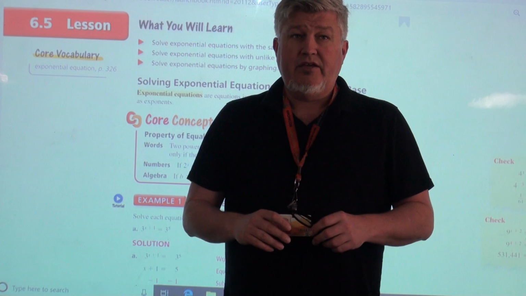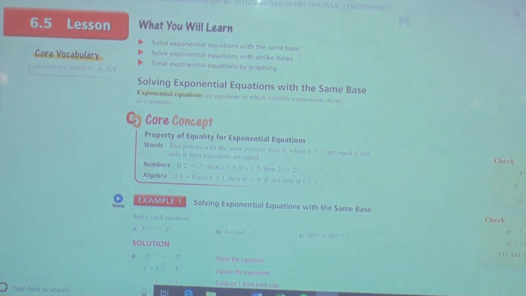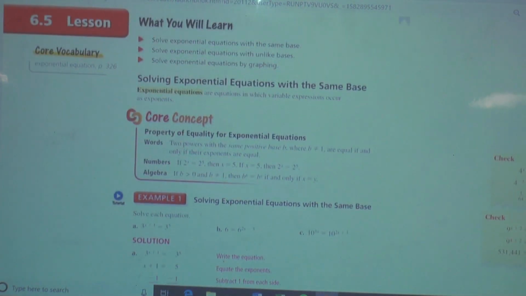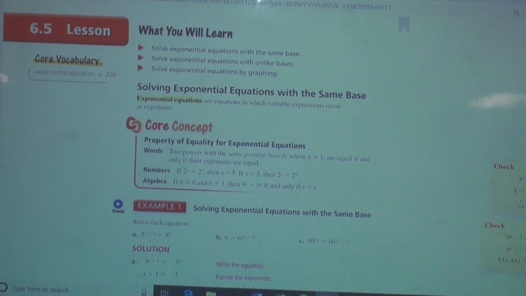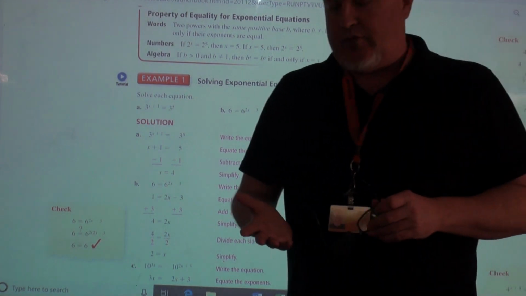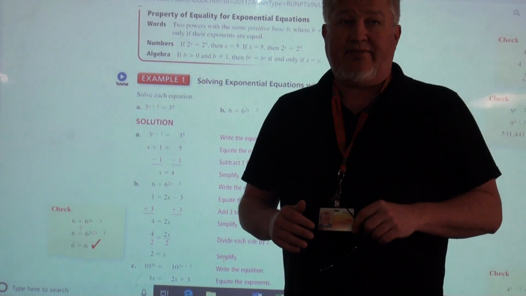Okay? So the first one is lesson 6.5. Let me look and tell you what page that's on. It's page 326, lesson 6.5. It is solving exponential equations. For those of you that, I'm confident there'll be some of you that will not be able to access the Big Ideas book on your iPad, that's fine.